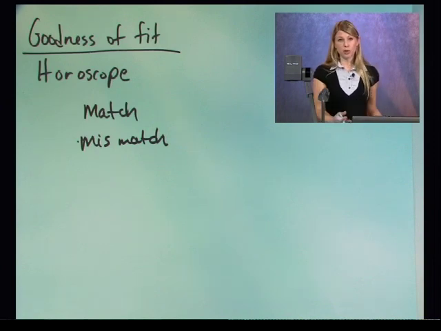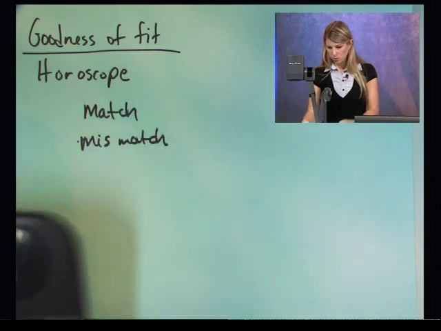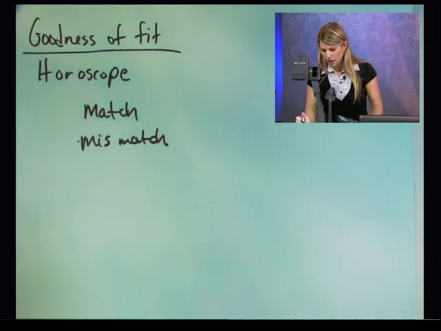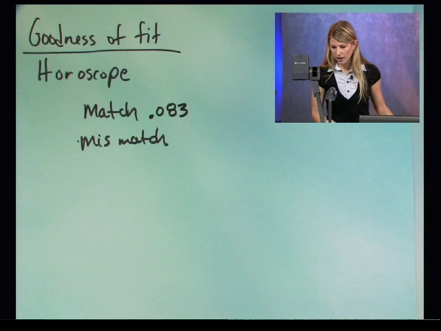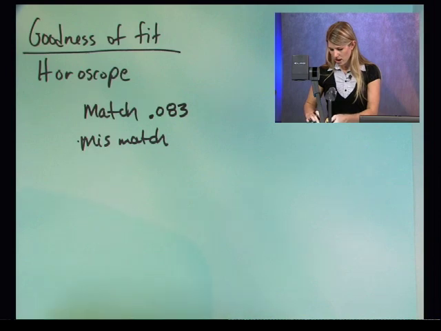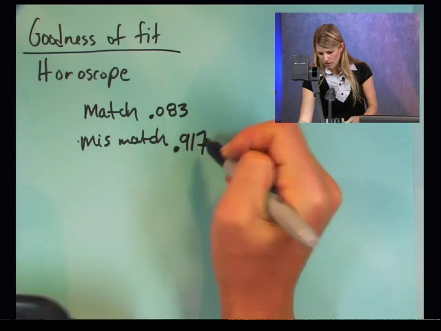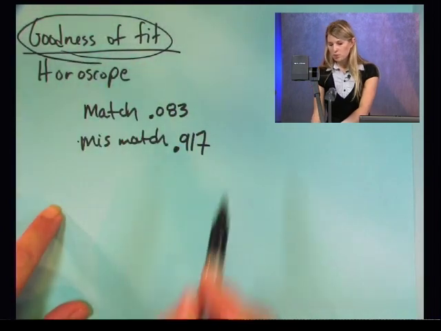No, because there are 12 different horoscopes. They're picking one out of 12. So if it was just random or by chance, you would expect the number of matches to be 1 divided by 12, which equals 0.083. So you would expect the match by chance to be 0.083. And then if you just take 1 and subtract 0.083, you get 0.917 for mismatch. So with these percentages, we're going to test how well our observed data fit this.